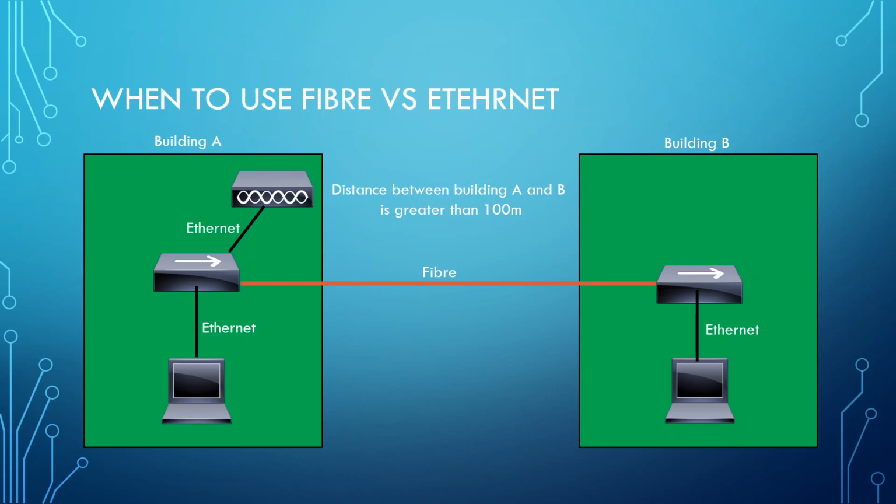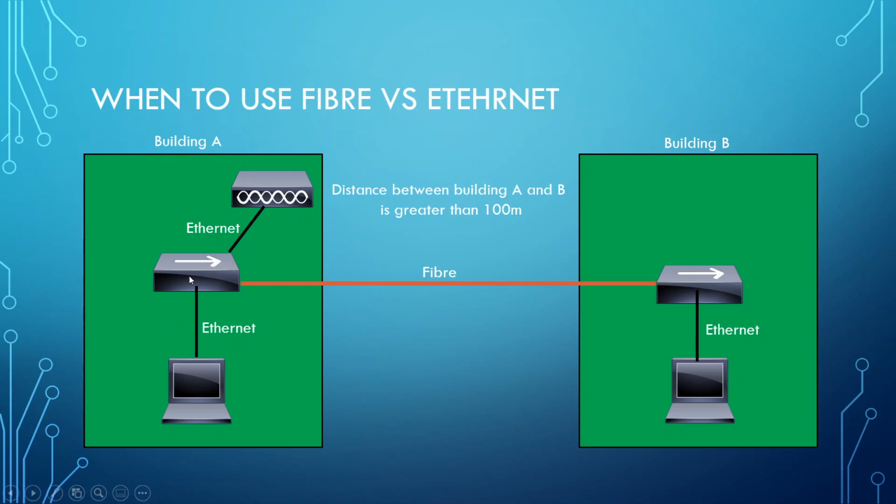So in this example, let's say that this is a university campus. We have building A and building B. Now we want these buildings to be part of the same network. However, there's an issue. Building A and building B, they're more than 100 meters apart. How do I connect the switch in building B to the switch in building A so that students in building B can communicate with students in building A and can access the same resources? The solution, we use a fiber cable.